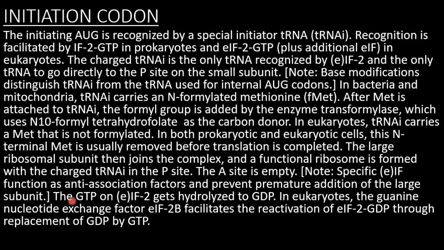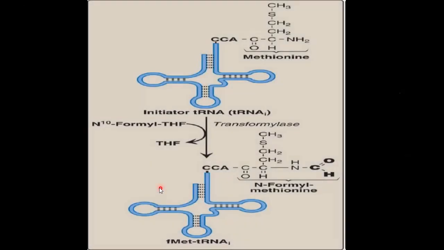Okay, the GTP on the initiation factor 2 actually gets hydrolyzed to GDP, and in eukaryotes, the guanine nucleotide exchange factor is eukaryotic initiation factor 2B, and it facilitates the reactivation of eukaryotic initiation factor 2, which is linked to GDP, by replacing the GDP with a GTP. This might sound very mouthful, but I will show you that in a diagram.